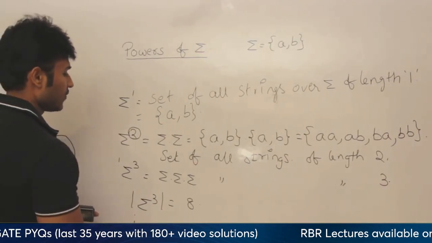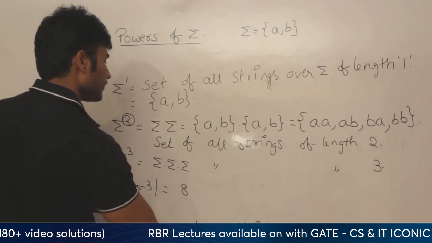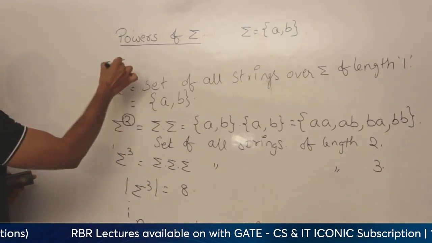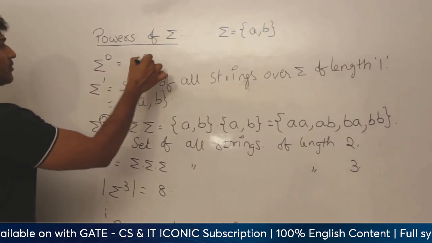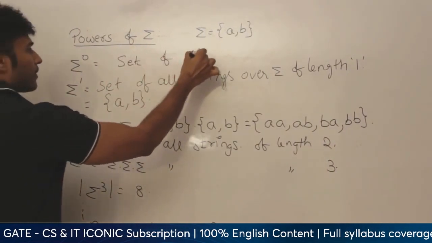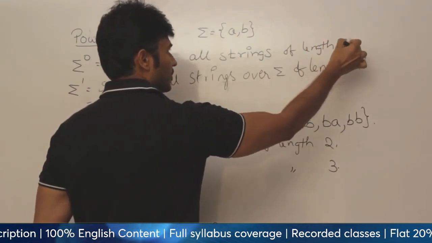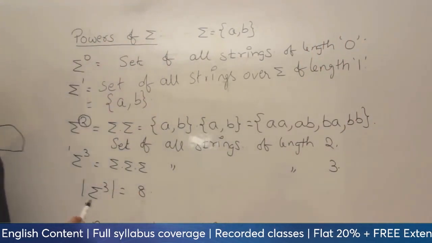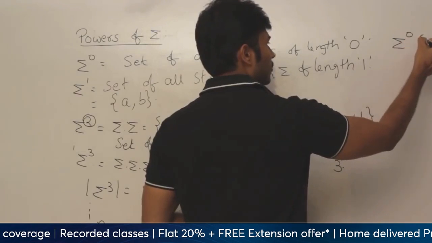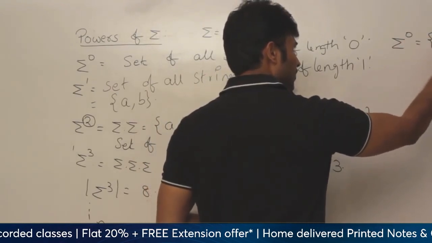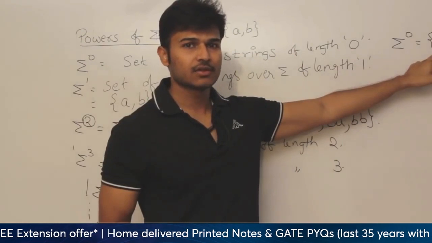Sigma power n is the set of all strings of length n, which is nothing but n-length strings. So let us say sigma power 0 is the set of all strings of length 0. The smallest string, which is of length 0, is in sigma power 0. It contains a special symbol called epsilon, also called the null string, and I'm going to use epsilon to represent a string of length 0.